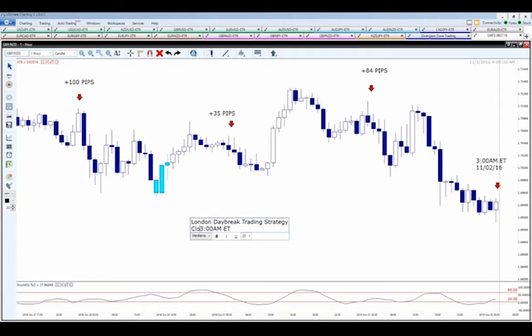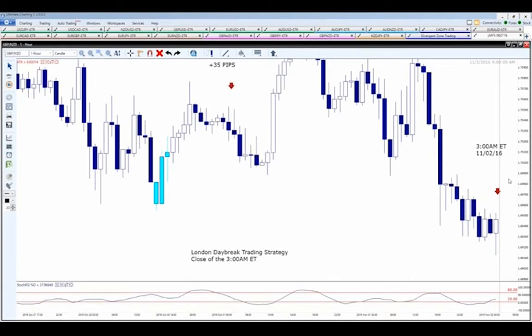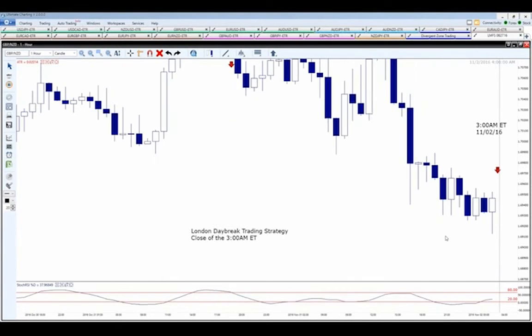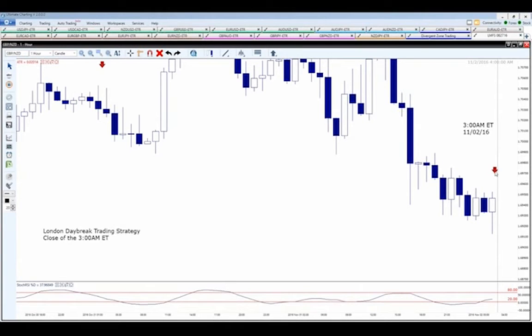So what we'll be looking for, as part of the London Daybreak Trading Strategy, is the close of the 3 o'clock a.m. Eastern Time candle. Because this is a 1 hour time frame, you'll effectively be starting at around 4 o'clock using this strategy. I've gone back about a week and identified our 3 a.m. candle on November 2nd. Let me show you how we identify that 3 a.m. candle and the trade strategy.